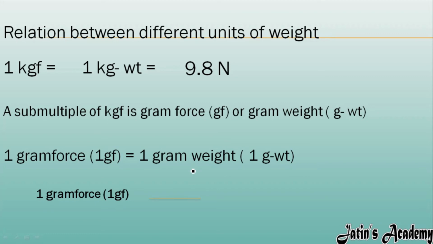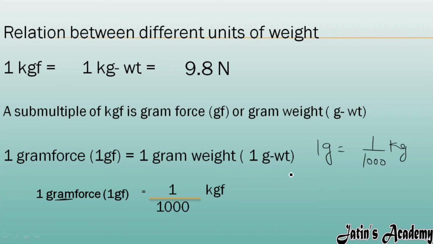1 gram force is equal to 1 by 1000 kilogram force. Here is how it comes: in 1 gram, as we know, how many kilograms are there? In 1 gram, 1 by 1000 kilograms are there. So 1 gram force is equal to 1 by 1000 kilogram force. This is the relation between kilogram force and gram force. Fine.